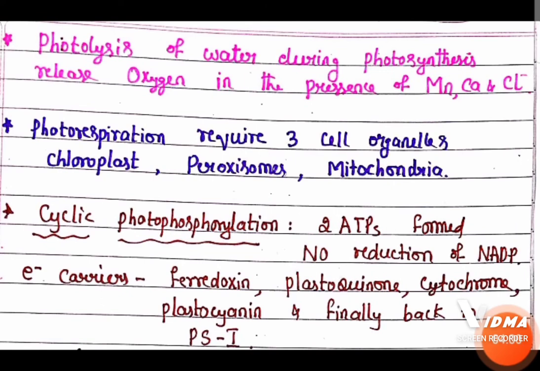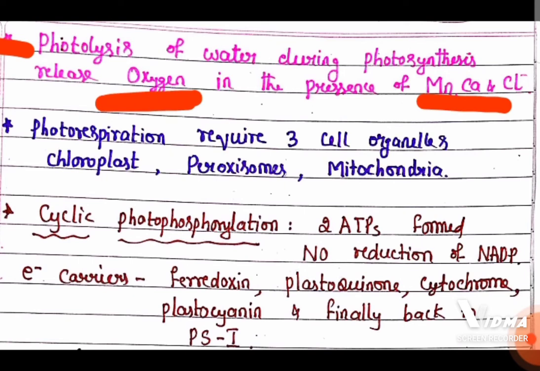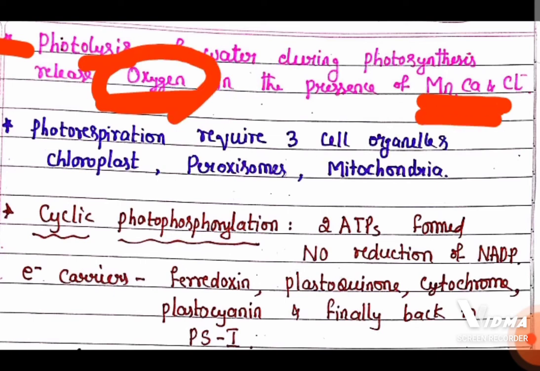Then during photolysis of water in photosynthesis, there is a release of oxygen in the presence of the elements manganese, calcium and chloride ion.